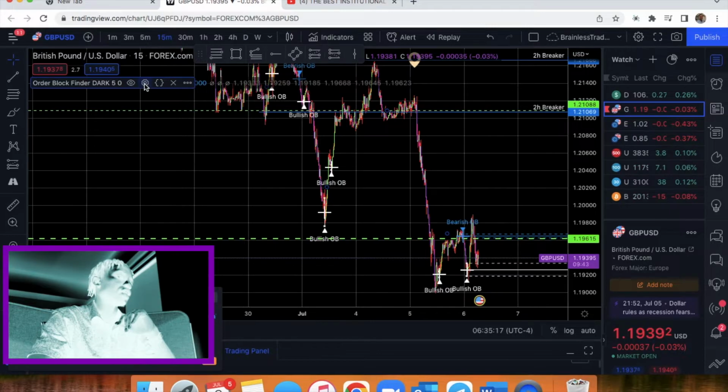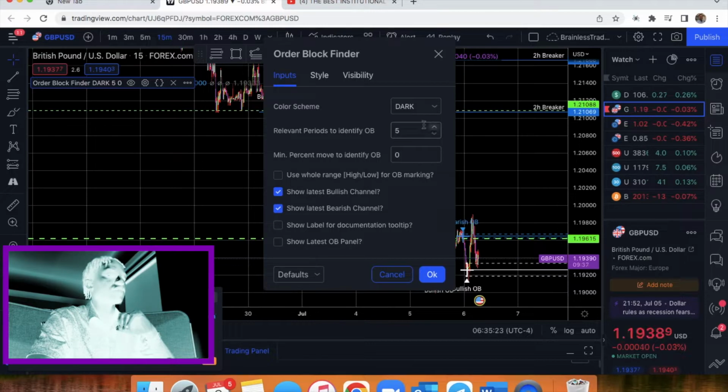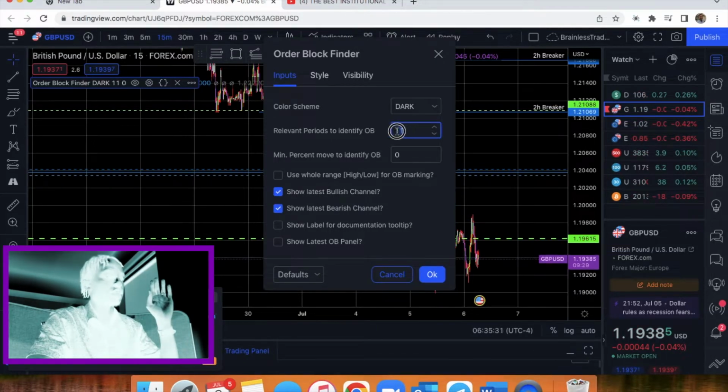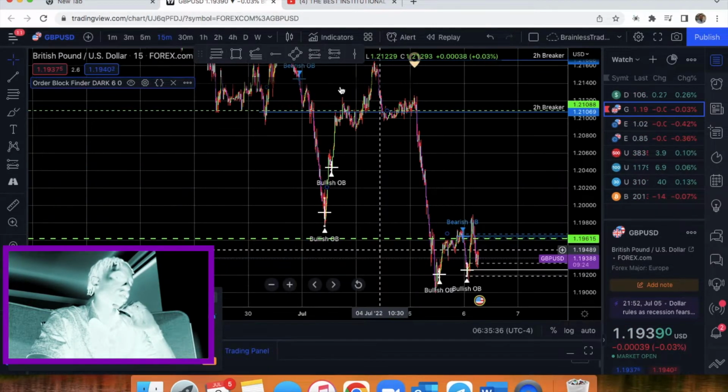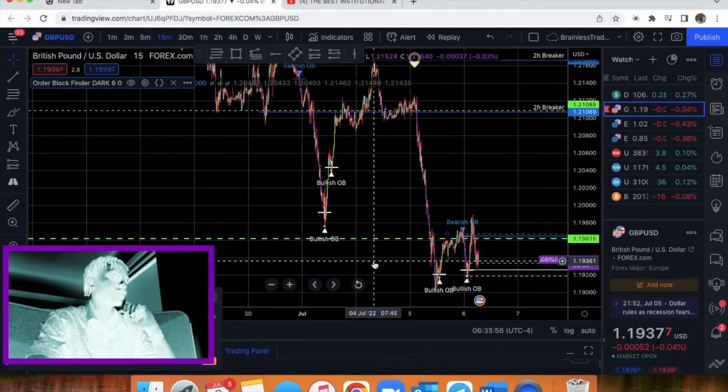Essentially, Lynn said that when you set it up, if you have the setting on 5, it's like a lot, and you can go all the way up to 7, 8, 9, 10. The higher you go, the more order blocks it finds. So I'm just gonna go with 6 and see how that does. I'm gonna go back into the settings and see what else. It says use whole range, high low for order block making, show latest bullish channel, show latest bearish channel, show label for documentation tooltip, show latest OB panel. I don't know, let's just use it how they intended, and then we'll figure out later.